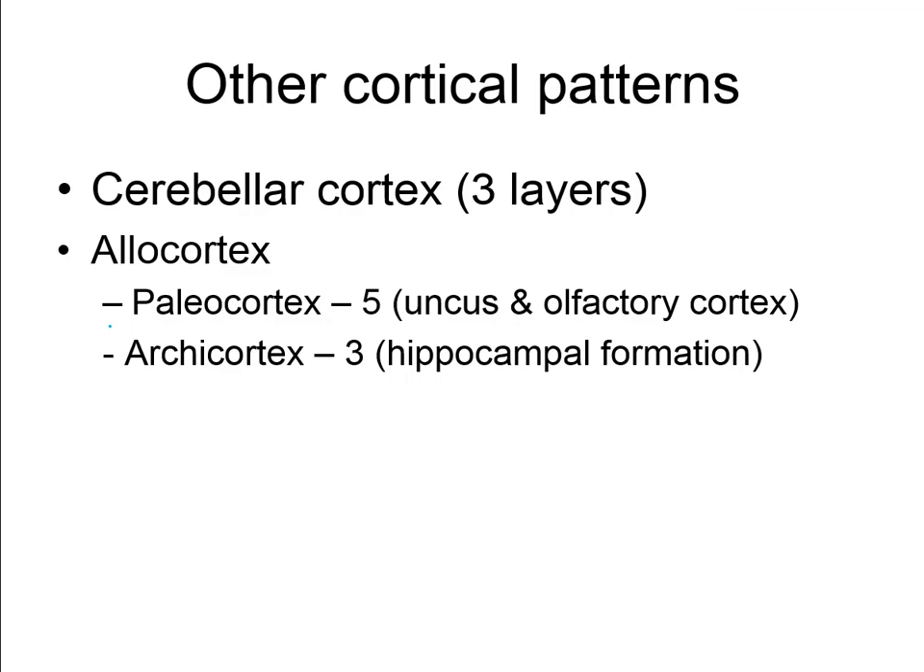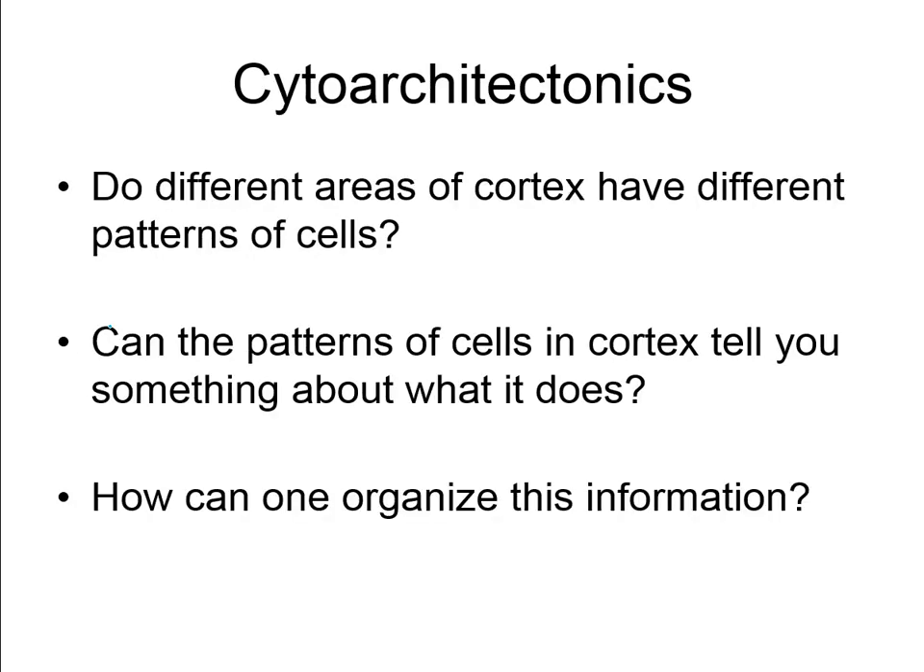So just other cortical patterns. The cerebellum is 3, and we'll talk about the olfactory structures and hippocampus later. So if we've got different patterns, we think we can tell something about what function might be from the pattern, right? So how are you going to organize this?